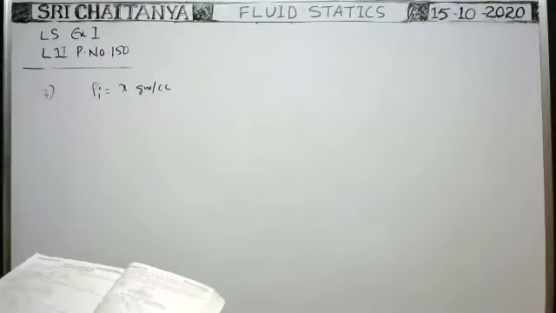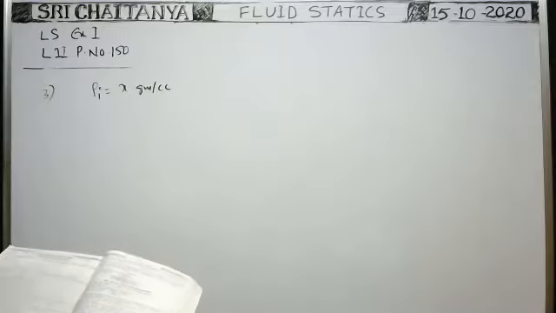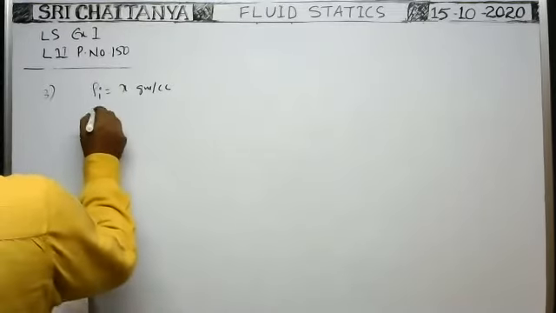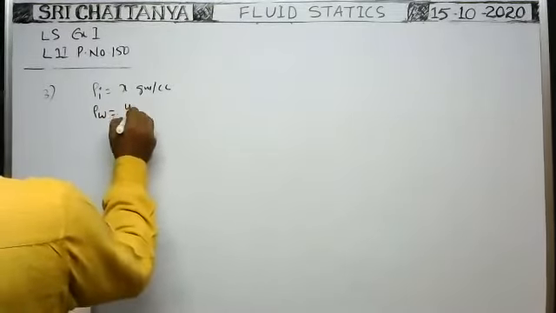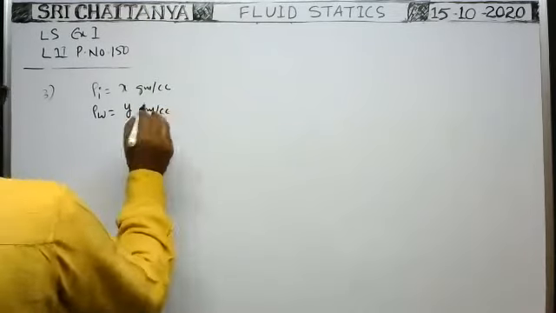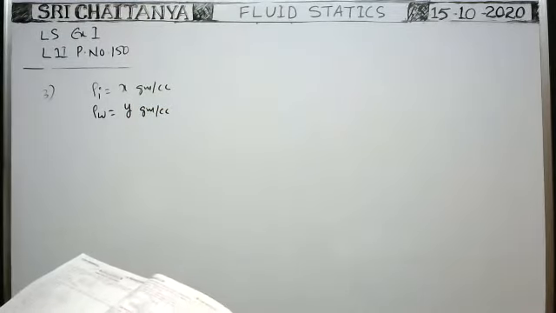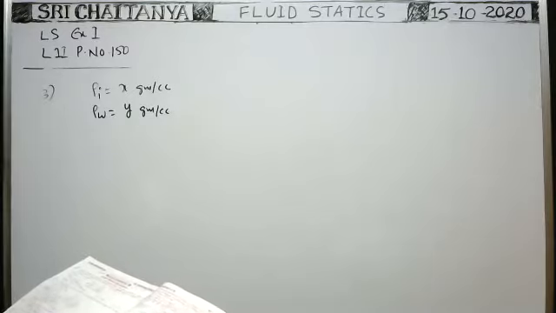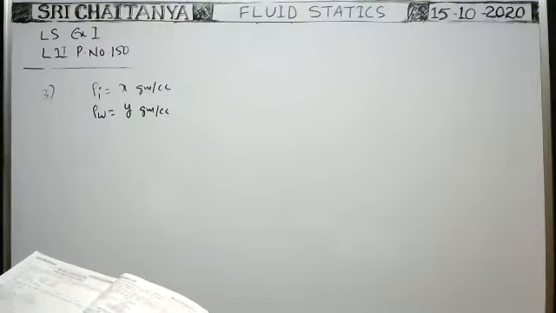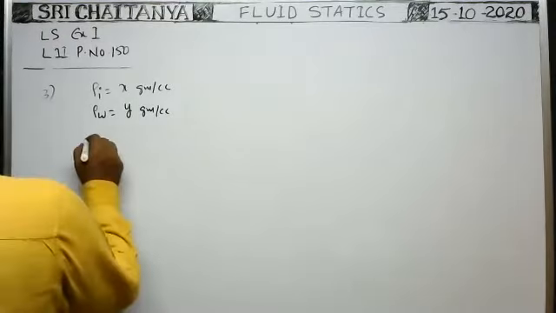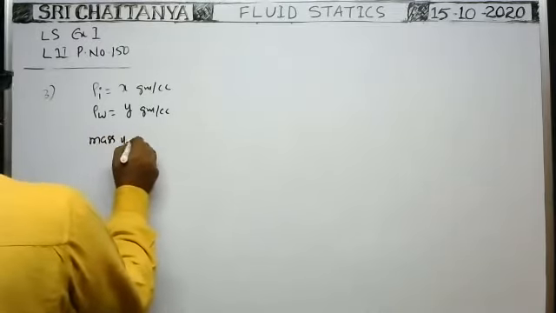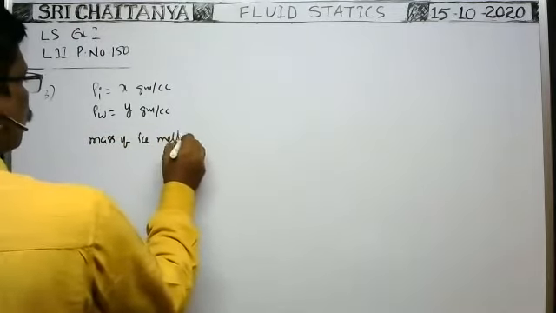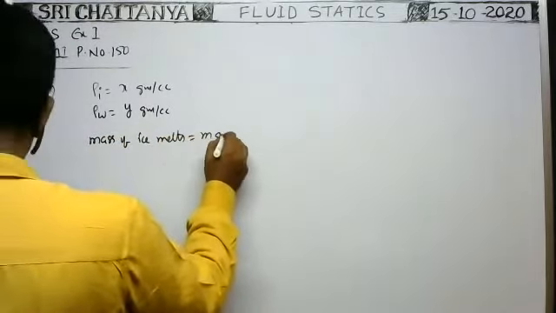Third problem. The density of ice is x gram per cc and the density of water is equal to y gram per cc. What is the change in volume in cc when m gram of ice melts? Mass of ice melted is equal to m gram.